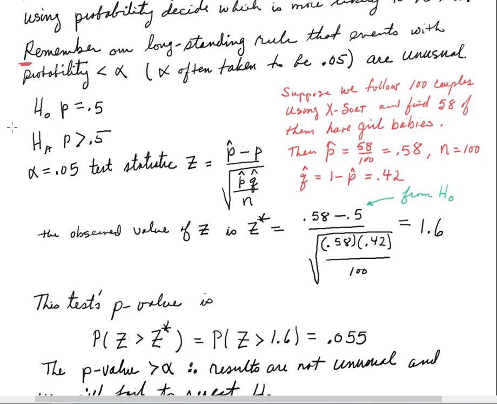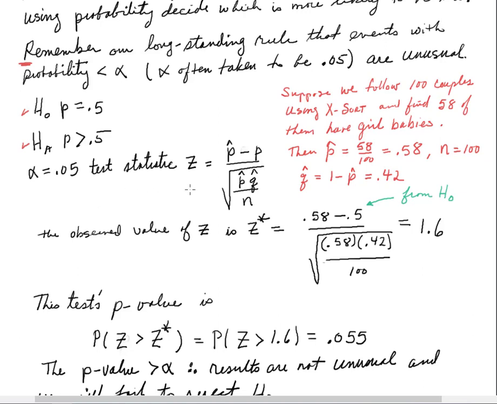Now, here's the setup for our hypothesis test. We have a null hypothesis, that is H0, that P is equal to 0.5, and we have an alternate hypothesis, HA, that P, now P is the probability of a female birth, is greater than 0.5. We're going to set alpha equal to 0.05. That's our usual practice, but it could be set differently. It's not in this case.